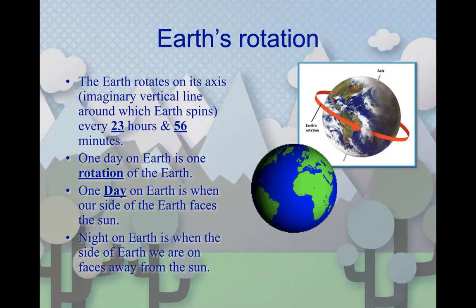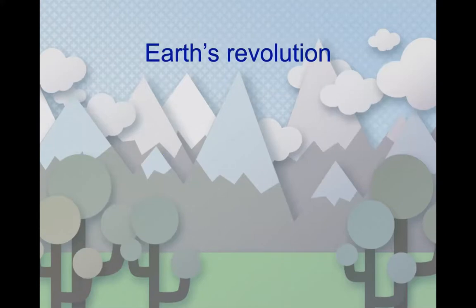Now, 1 day on Earth is when one side of our planet faces the sun. 1 night on our Earth is when one side of our planet faces away from the sun. And I wanted to go back over that simply before we get involved in the other motion, which is the motion of revolution.